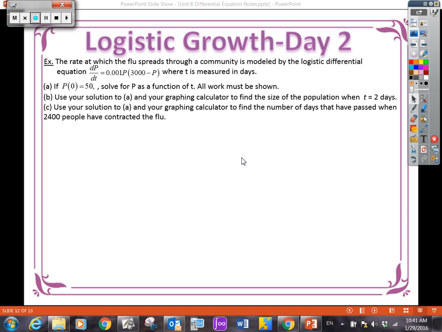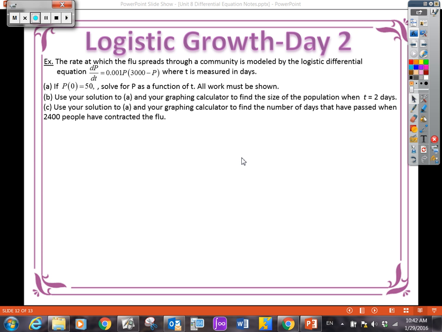Okay guys, let's take a look at the lesson today. This is Logistic Growth Day 2. If you recall, in Day 1 we just looked at the first derivative and the second derivative, and we learned what they could tell us about the position, but we didn't really deal with the position yesterday. Today we're actually going to find the position of this logistic growth.